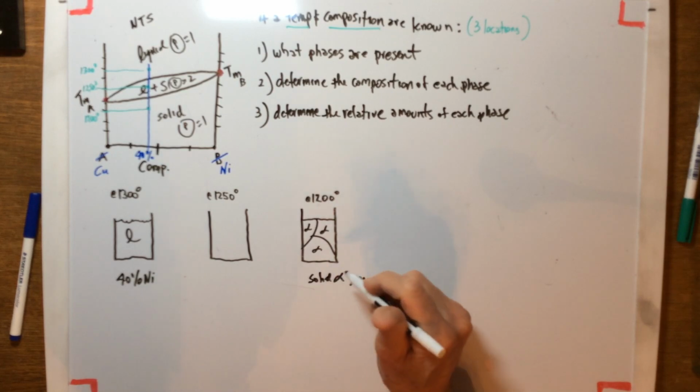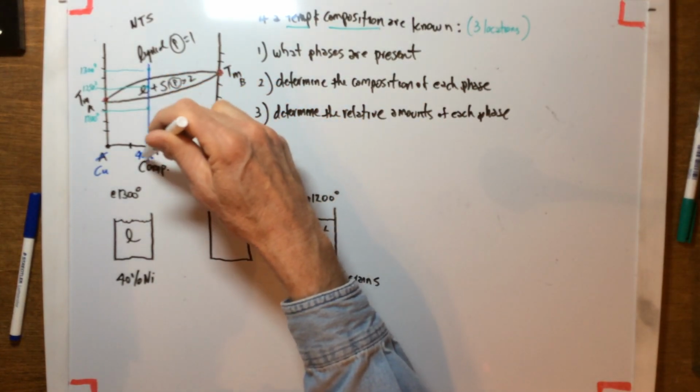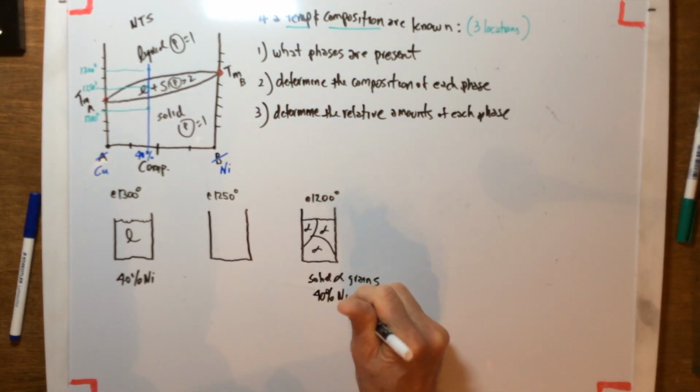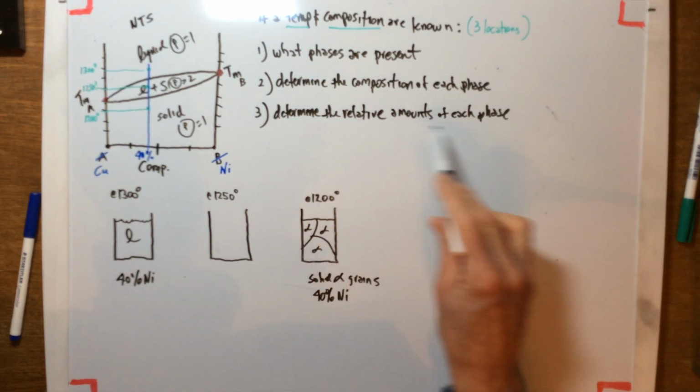All right. And then determine the composition of each phase. Well, again, it doesn't change. It's 40%, so it'd be 40% nickel. So the liquid and the solid phase are both at 40% nickel, which you would think would be the case.